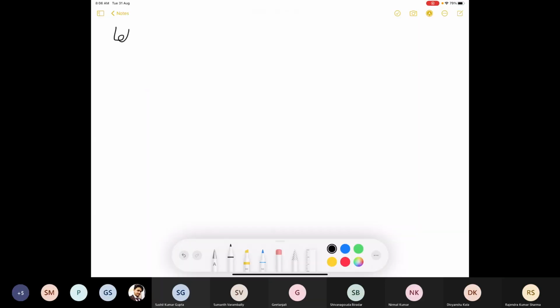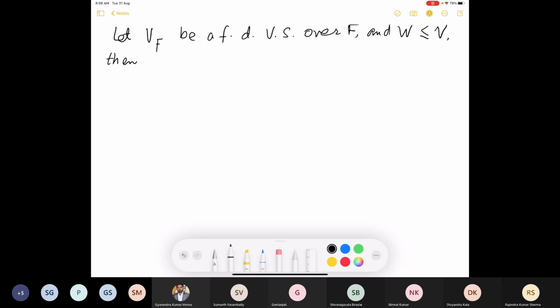Vector space. So let us say we have a finite dimensional vector space over a field, let us say F, and W a subspace of V. Then what we know is that each of V, W, V hat and W hat, all of them, the annihilator of W here is also finite dimensional.